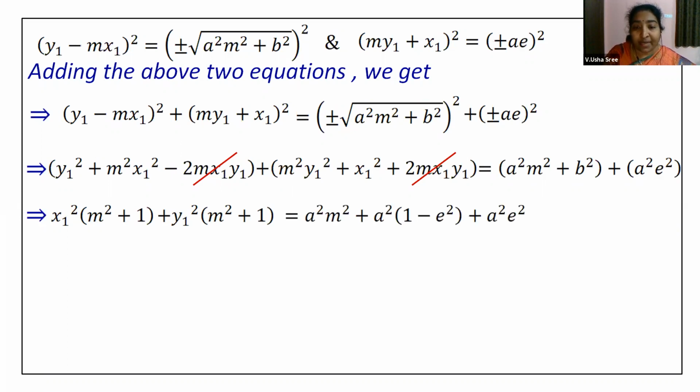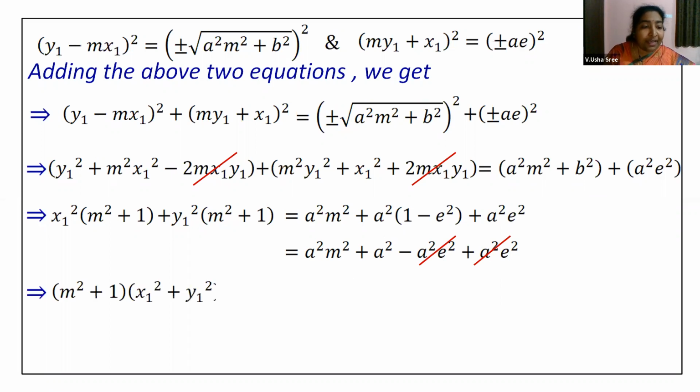a square m square plus, instead of b square, the basic formula, what is it? a square into 1 minus e square, plus a square e square. Further, we can expand this bracket by taking a square minus a square e square. Where remaining terms are same, children, so these two terms get cancelled. All right, then further, m square plus 1 is common in both the terms. So we will take common and write it as x1 square plus y1 square.